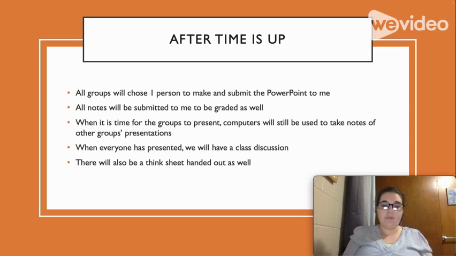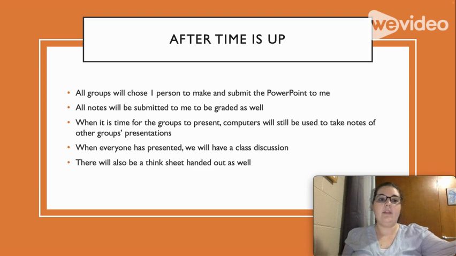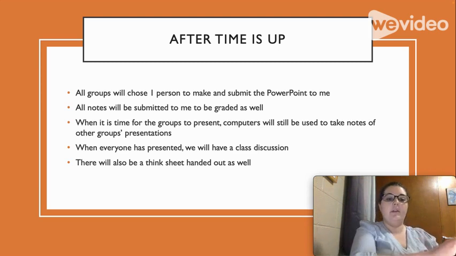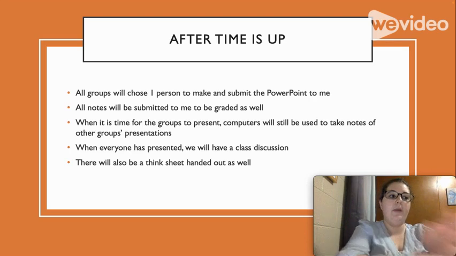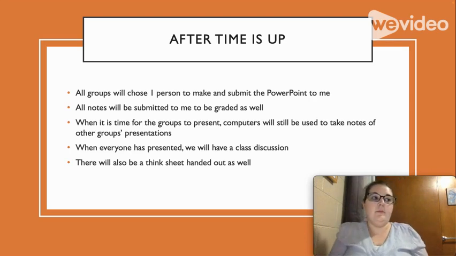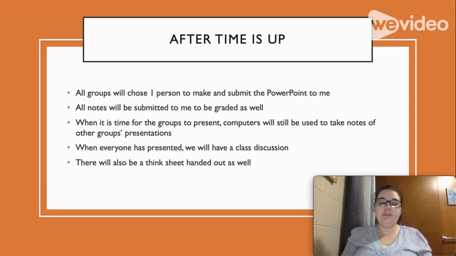So then, when everyone has presented, we will have a class discussion about what we talked about and make sure everyone has a good understanding. And at the end of the class period, we will also be giving a think sheet. This is why you guys are going to need the pencil and a sheet of paper, because we are going to have 5 different questions on our think sheet, and they'll be like, who was William Penn? That will be the first question.